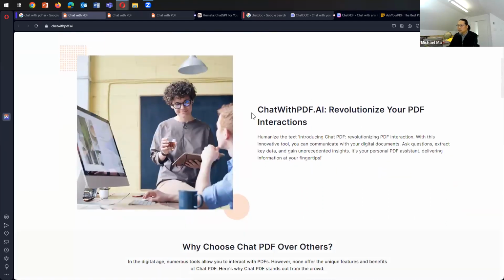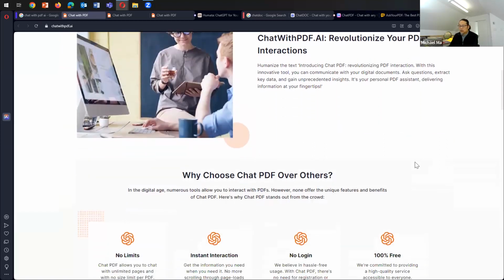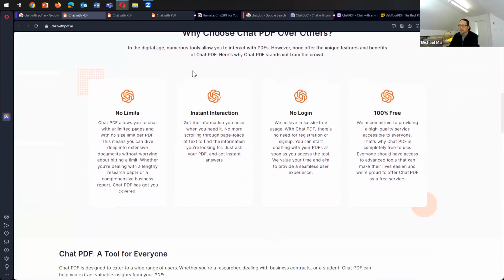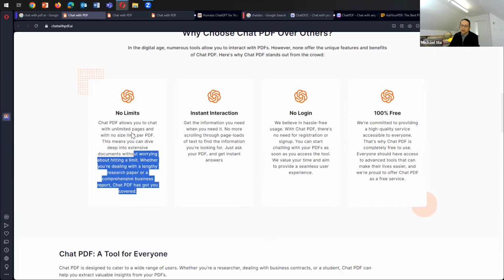It says it can revolutionize your interactions with your PDF. Okay, well, let's see if it does do that. Why choose this chat PDF over others? And here is why it says it stands out from the crowd. It says there are no limits. So this is the real reason that we're interested in reviewing this. Chat with PDF allows you to chat with unlimited pages and no size limit per PDF. That means you can dive deep into extensive documents without hitting a limit.